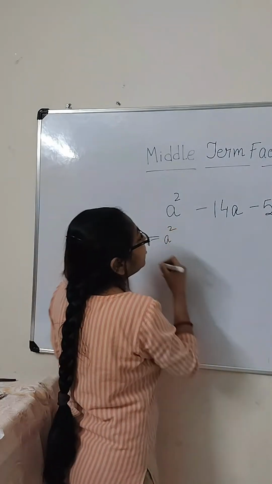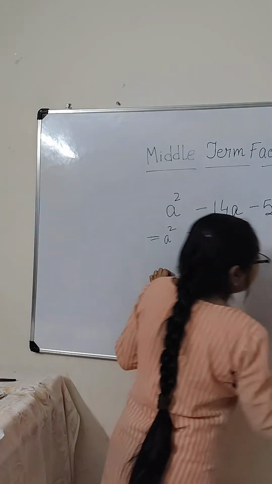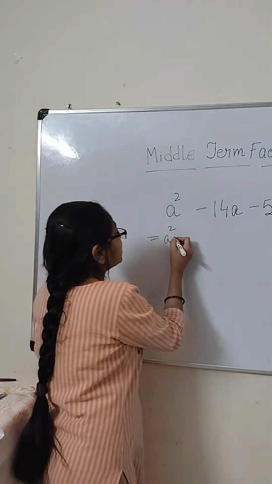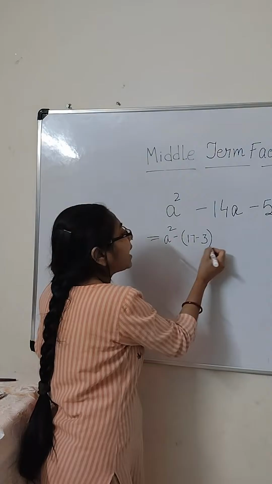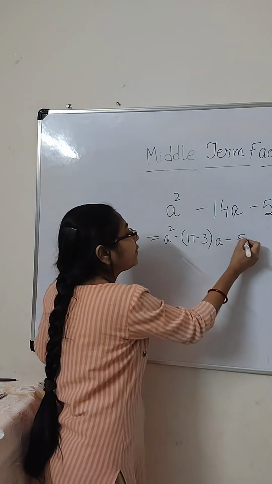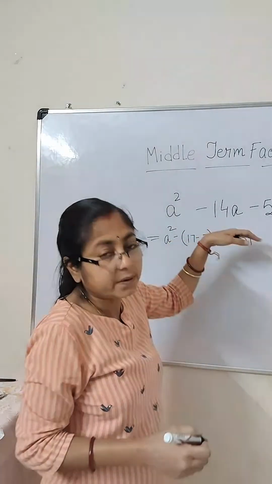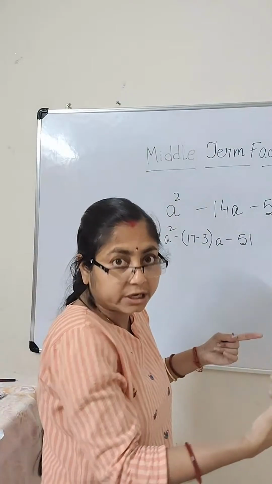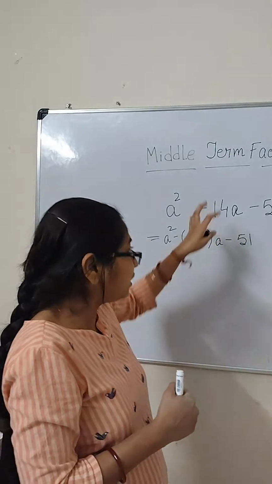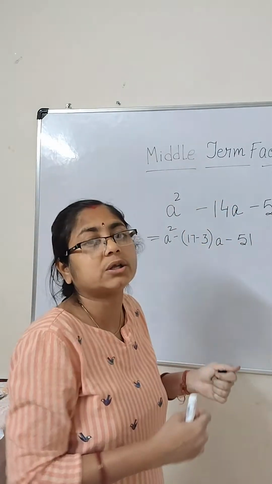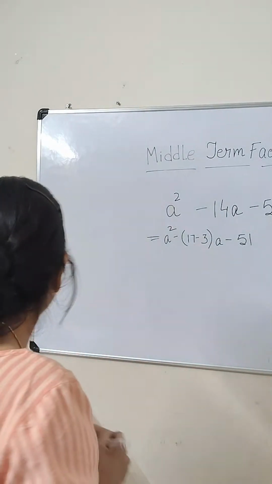A square. 17 minus 3 equal to 14. You can do it in this way. A square minus (17 minus 3) bracket A minus 51. Understand? I make the 14 in this way. I write the 14 as 17 minus 3. The middle part of the maths I break down, so it is called middle term factor. Okay, you do this one. Now you complete it.